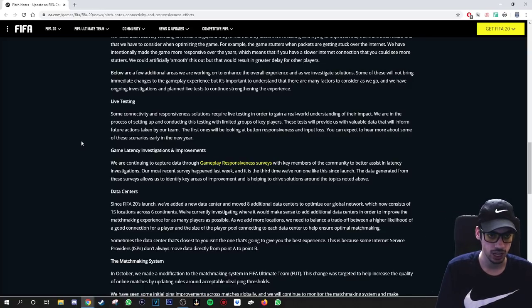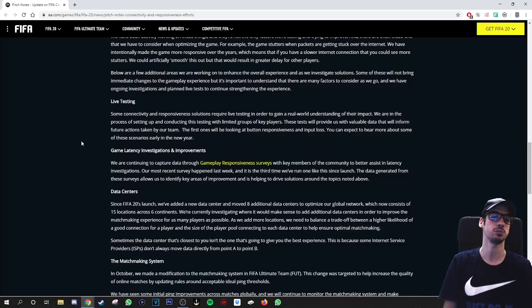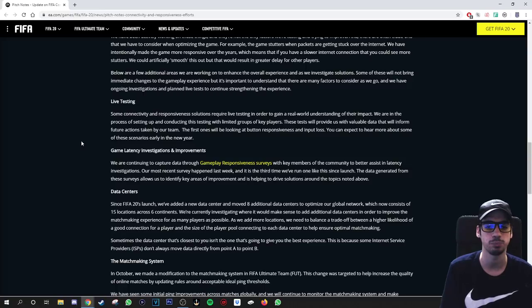Live testing. Some connectivity and responsiveness solutions require live testing in order to gain a real-world understanding of their impact. We are in the process of setting up and conducting this testing with limited groups of key players. These tests will provide us with valuable data that will inform future actions taken by our team. The first ones will be looking at button responsiveness and input loss. You can expect to hear more about some of these scenarios early in the new year.